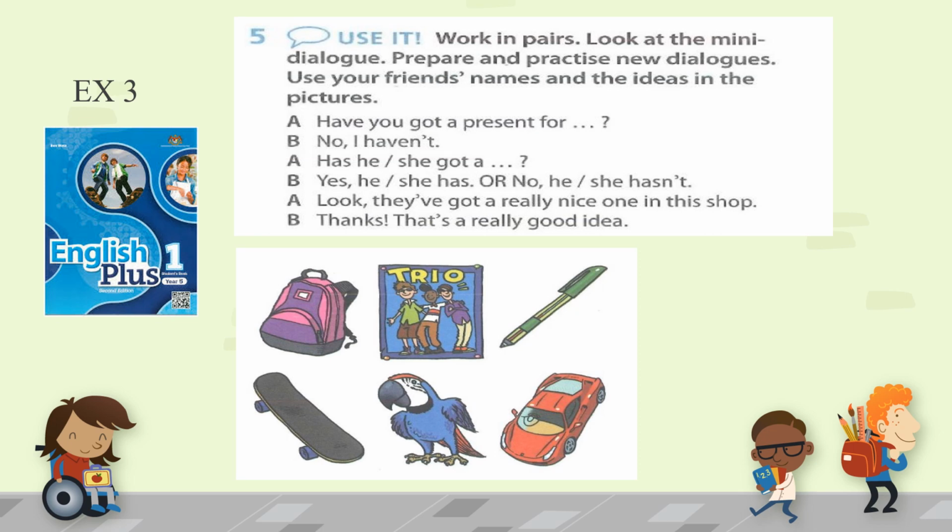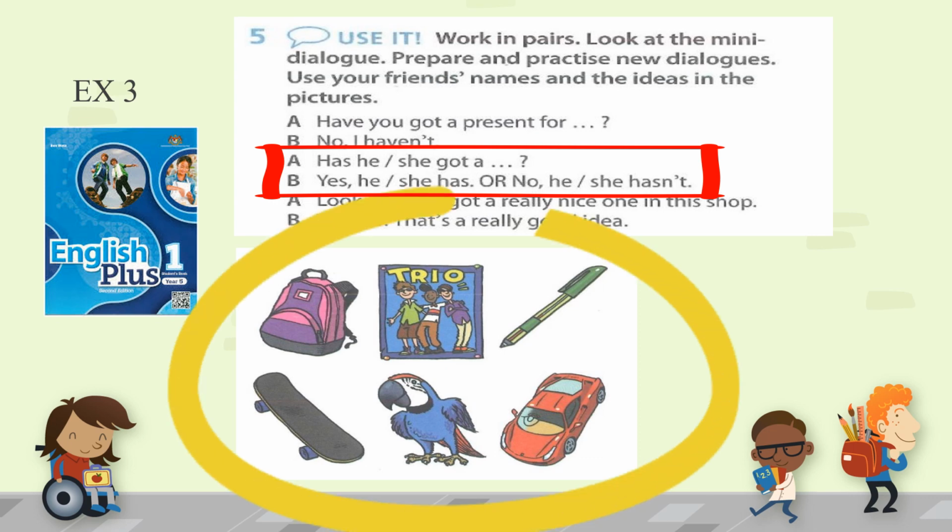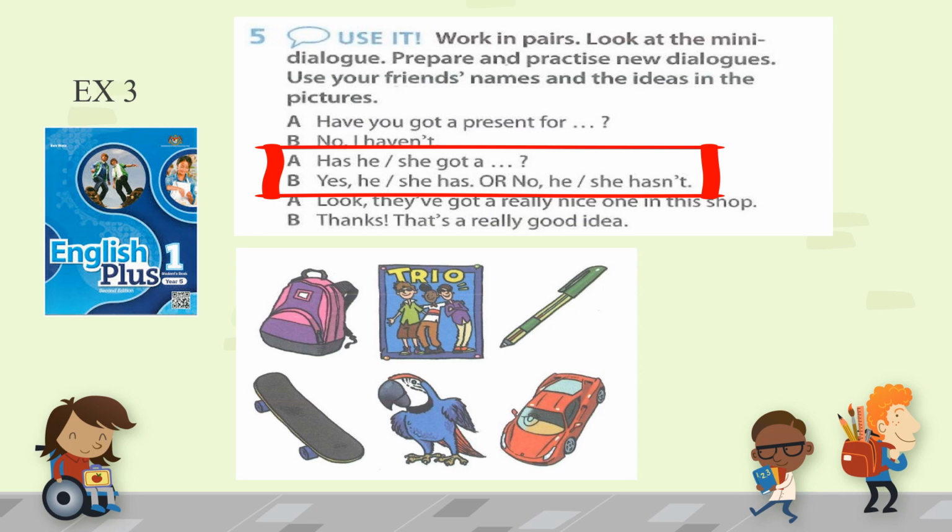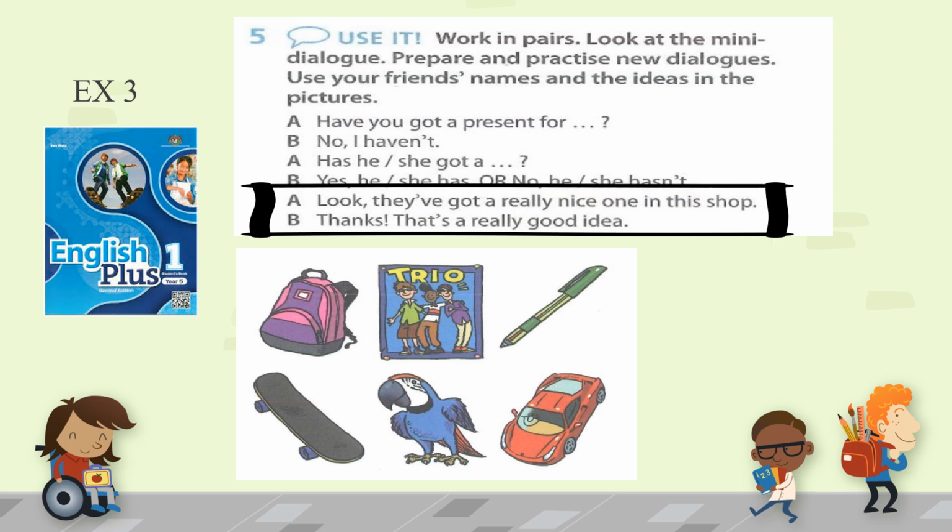And then number 2, has he or she got a what? Or what? An object. You can see the object here, maybe a bag, a CD, a pen, a toy car, a parrot pet, or a skateboard. Then you can answer yes, he or she has, or no, he or she hasn't. And then number 3, look, they've got really nice one in the shop. Thanks, that's a really good idea.